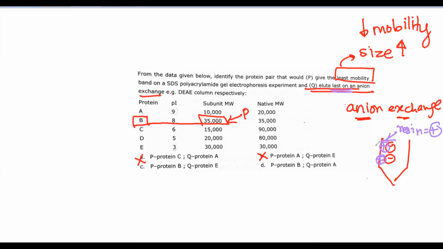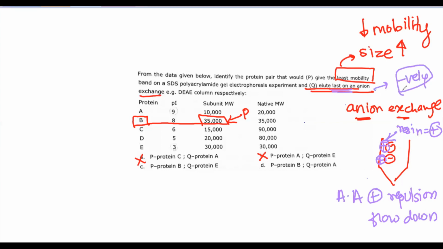Now, since the resin is positively charged, if the amino acid is also positively charged, then there will be kind of repulsion and it will flow down. That means it will elute. So they are saying it has to elute last. Elute last meaning it should be very tightly bound. That means it should be negatively charged. Correct? Because if it is positively charged, it will flow down. It will come first. But they are asking you last, so you have to see which is negatively charged.